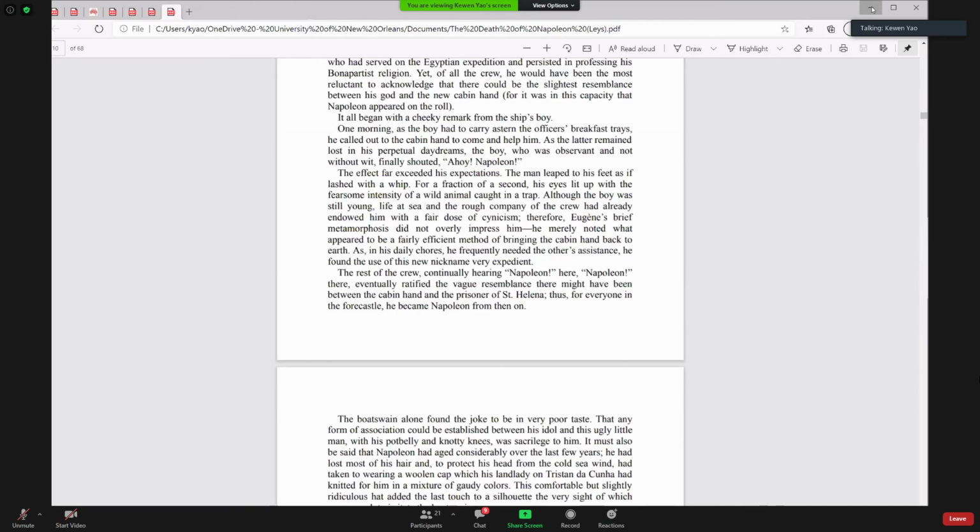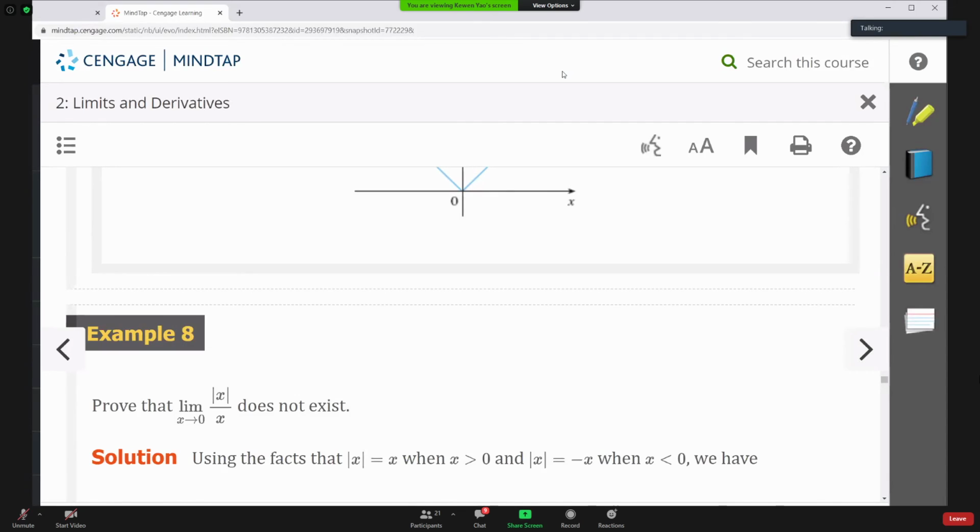Your screen sharing is paused. I don't know what happened with the screen sharing. You share. Here. This one. Okay, can you see it? Okay, very good.